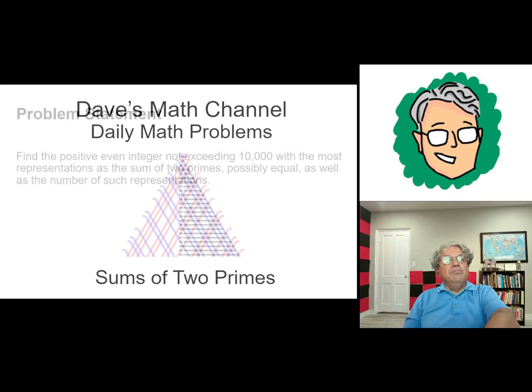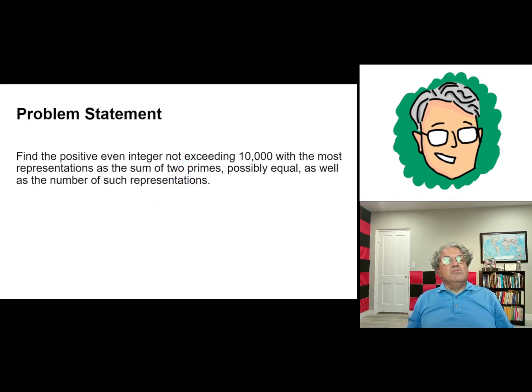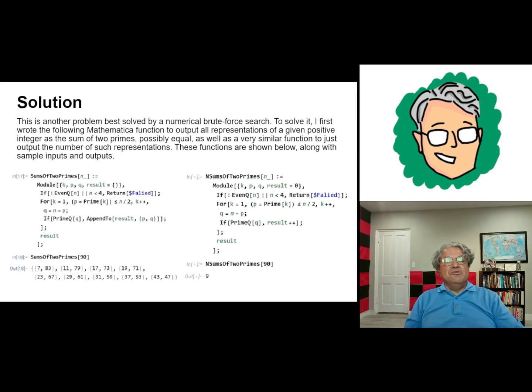So here's the statement of the problem. I'm asking for the positive even integer not exceeding 10,000 with the most representations as the sum of two primes, possibly equal, as well as the number of such representations. Well, this is a pretty straightforward problem to solve with a computer search using brute force. I don't really know any better way to do it than that. So that's exactly what I did here.